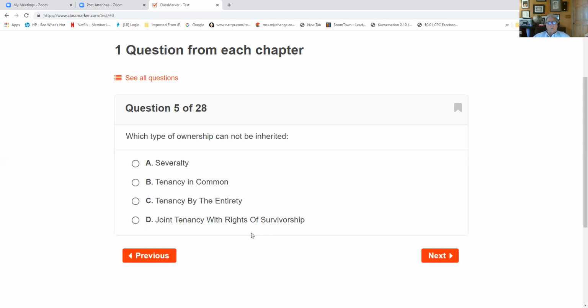Chapter 5. Which type of ownership cannot be inherited? Well, we're talking about the 4 major types of ownership. We have severalty, tenants in common, joint tenants with rights of survivorship, and tenancy by the entirety. So which type of ownership cannot be inherited? It's a joint tenancy with rights of survivorship. Because in a joint tenancy with rights of survivorship, when one of the owners dies, his share goes to his other surviving partners or owners in that particular piece of real estate. It does not transfer as per his instructions in his will.